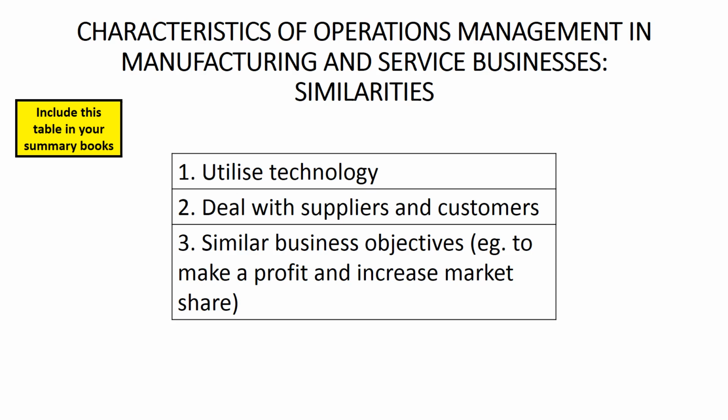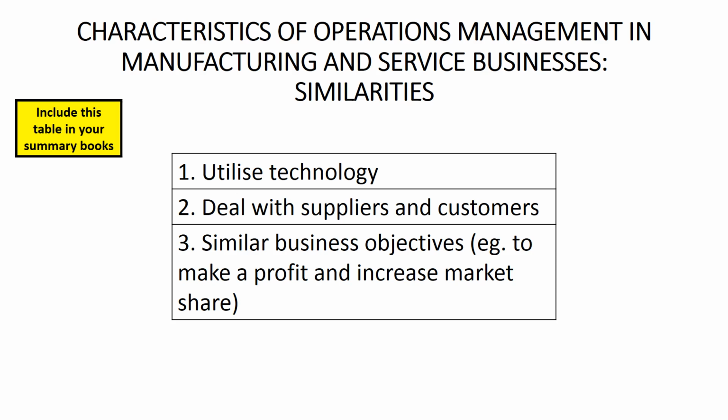The first similarity is that the operations systems in both manufacturing businesses and service businesses utilize technology. For example, car manufacturers have automated production lines which typically use robotics, and businesses which provide legal services typically use computers.